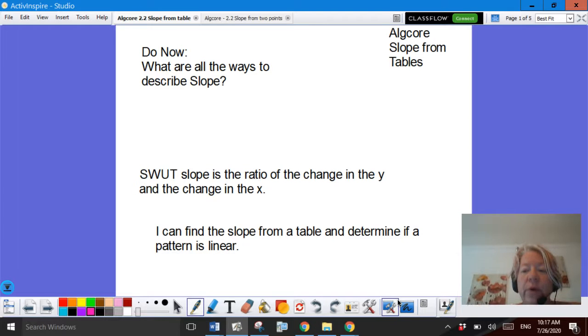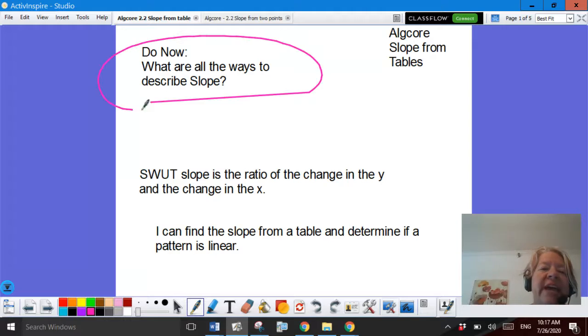Okay, so today we're going to find slope from tables, which means we're going to be looking for patterns. If you are good at counting by fives or counting by threes or subtracting six and looking for patterns, this is going to be super easy for you. Now, as we start this, I want you to think about what are all the ways that we have talked about describing slope.